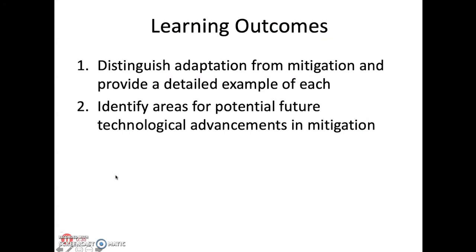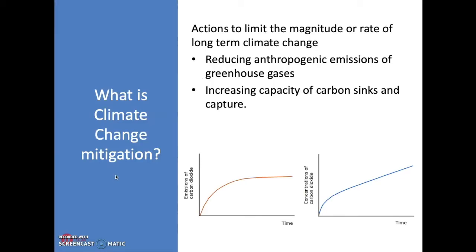So the learning outcomes for this lesson are to distinguish adaptation from mitigation and provide a detailed example of each, and also to be able to identify areas for potential future technological advancements in mitigation. So first, what is climate change mitigation? And I've heard you defining this before, so this might be a review for you.